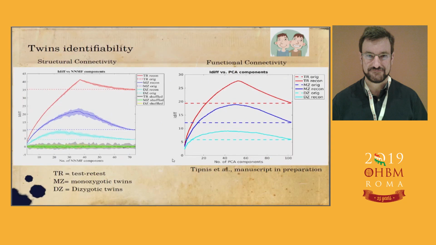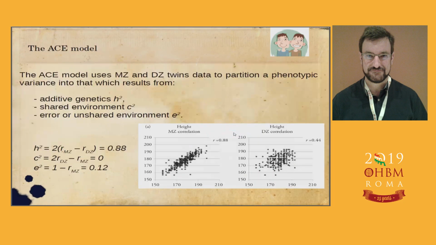I can tell you that we're seeing the same effect in functional connectivity. Here on the left is structural connectivity, on the right is functional connectivity. Red line is actual test-retest, dark blue is monozygotic twins, and cyan is dizygotic twins. It is very interesting to see that I can argue that this gap is purely environment, because test-retest, obviously, they share the same genetic material because they are the same people. Monozygotic twins share the same genetic material, so this gap in identifiability is environment. Whereas this gap between monozygotic and dizygotic twins is actually due to heritability, since monozygotic twins share 100% of the genetic material and dizygotic twins share 50%.